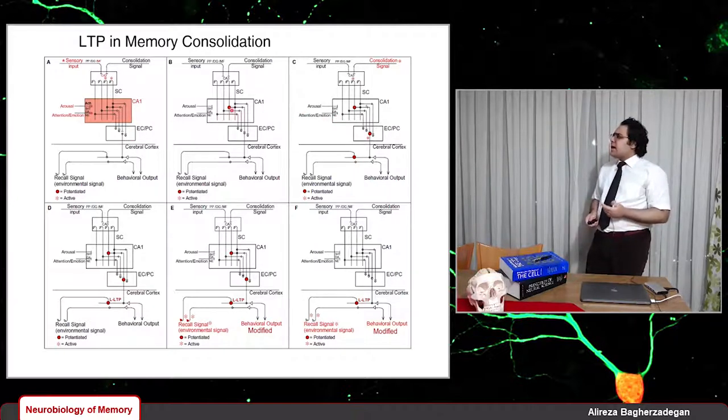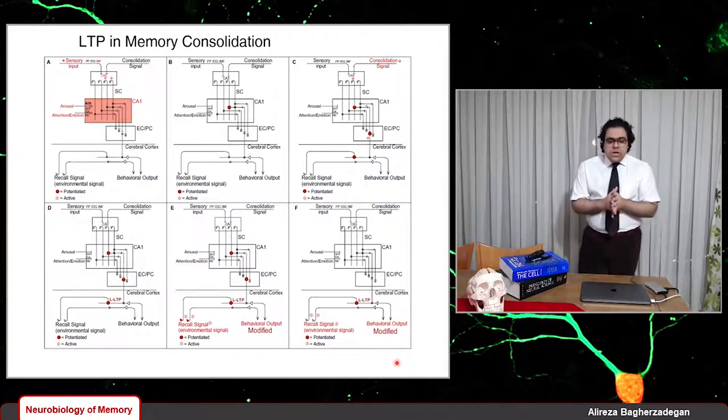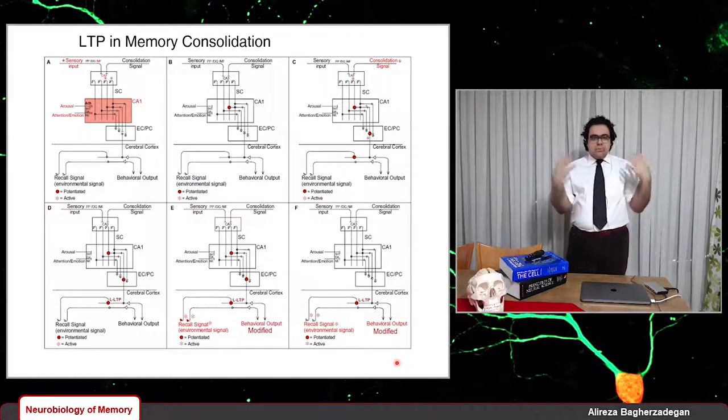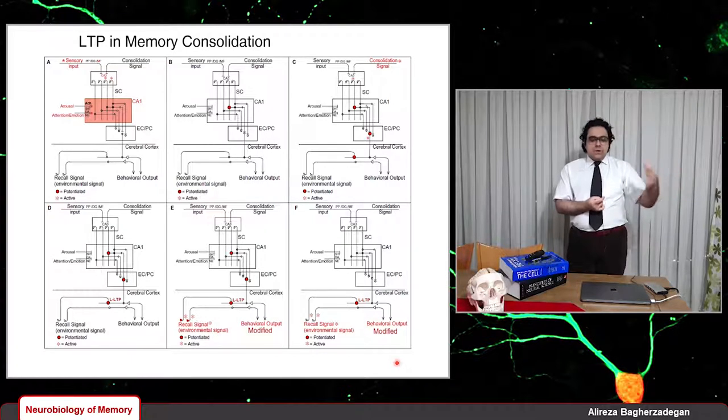Okay, let's see how this model works. But first, I need to explain it by using an example. Imagine that my memory is to be assessed. I receive, or let's say my cerebral cortex receives a recall signal in the form of a question: where is the capital of France?